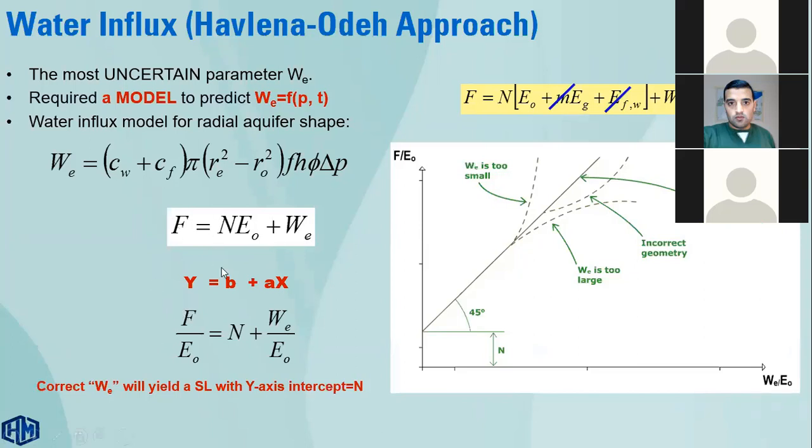By rearranging this equation, as you can see, F over E sub O, we will have this straight line form in y-axis and x-axis. According to this equation, you will have a unit slope straight line, and the y-axis intercept will be N or STOIIP. So it's very simple using the straight line material balance equation in case of water influx.